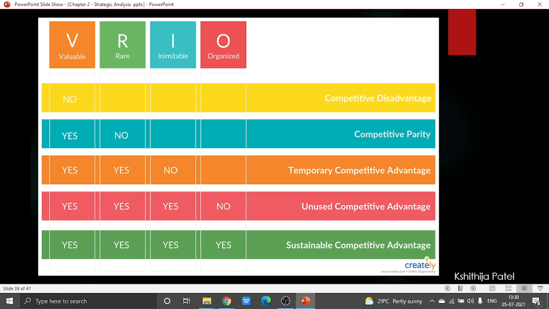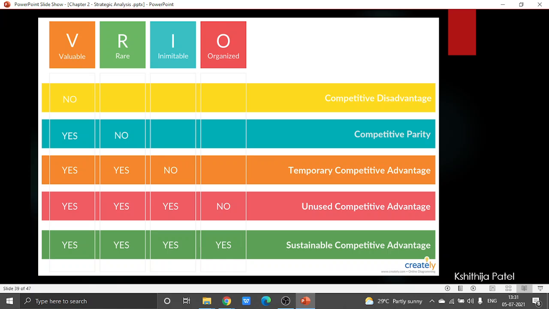So this is an example that you can take down, where they have taken VRIO and five elements: competitive disadvantage, competitive parity, temporary competitive advantage, unused competitive advantage, and sustainable competitive advantage. It simply tells that when the organization's resources are not valuable, there is a competitive disadvantage. The second tells that if the resources are valuable but not rare in nature, it can be a state of competitive parity.